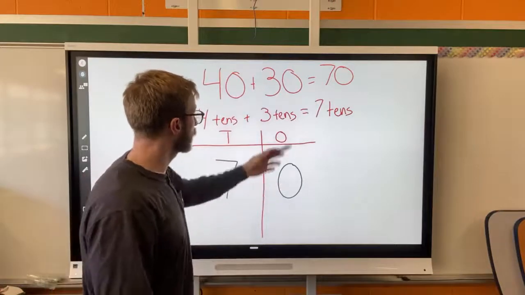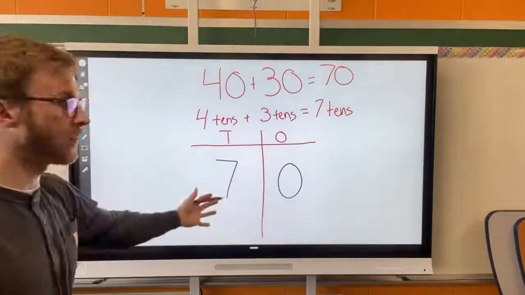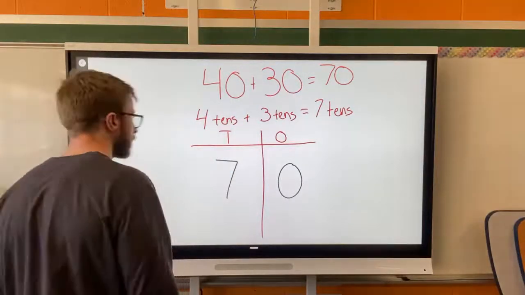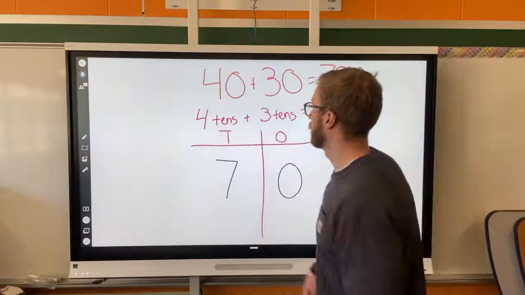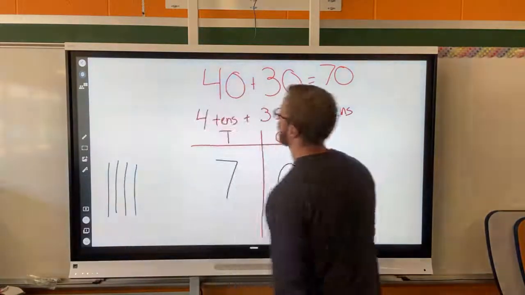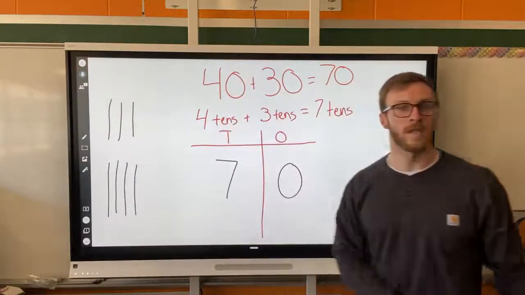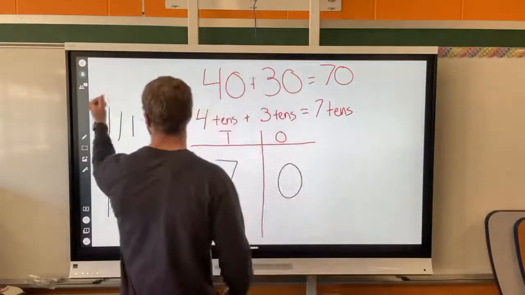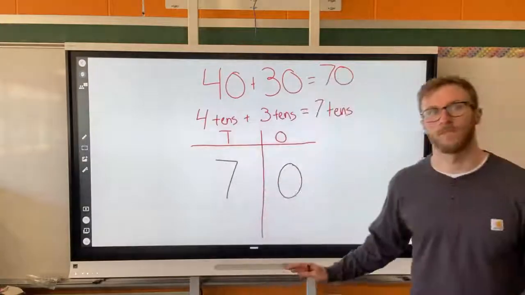And do I need to add any ones? No, I do not. I keep it the same. So that's how we get 70. Maybe you did it like that. Hopefully you did it one of those two ways. You might have drawn a picture. You might have drawn 4 tens like this, and then 3 more, and then counted them all together. That would have been a great method too. I want to focus on this method today with our T-chart.